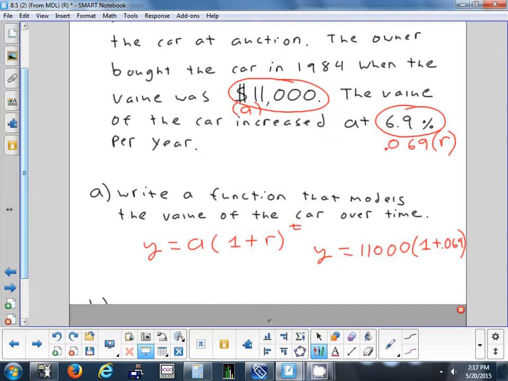What exponent do I need to put? T. Now T is going to be how many years later do we want to know the value of the car? 5 years later, 10 years later? We can fill in whatever we want.